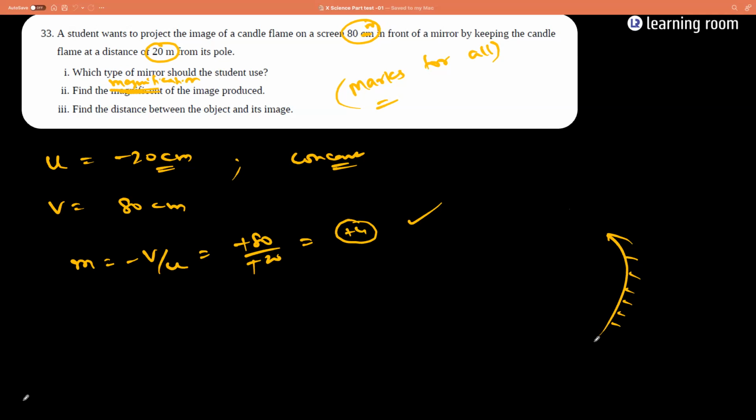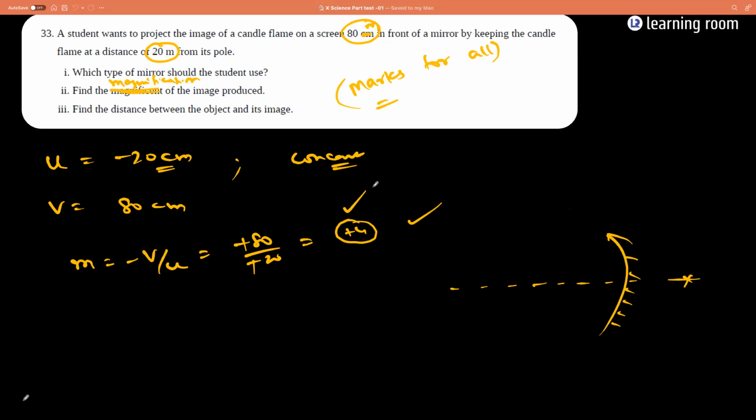A student wants to project the image of a candle flame on a screen in front of a mirror by keeping the candle flame at a distance of 20 centimeter from its pole. Okay. So the image is formed. Magnification +4. Here the answer is given as 60. So magnification should be minus 4, right?